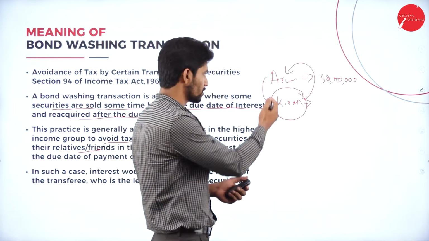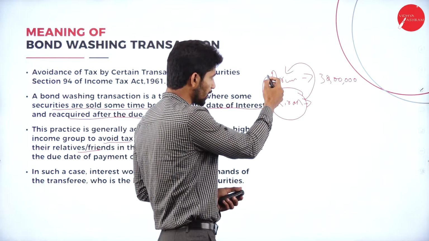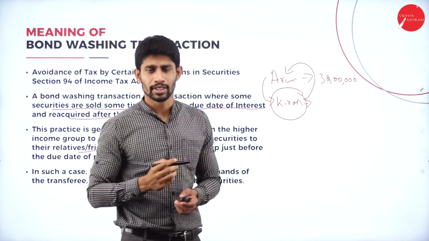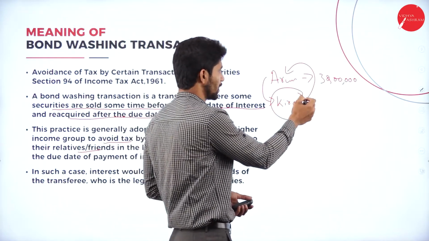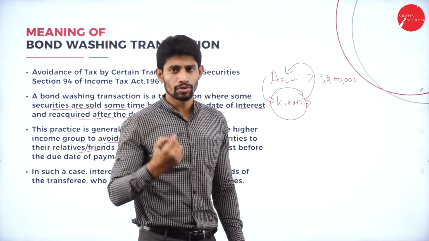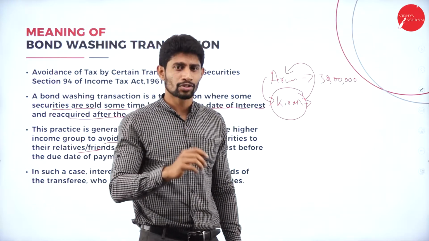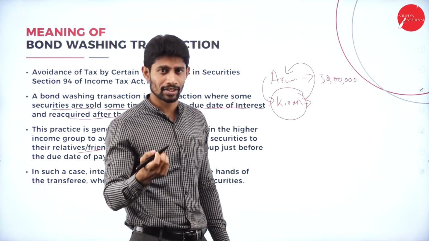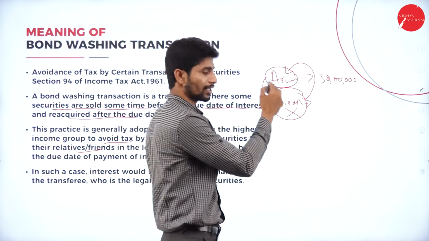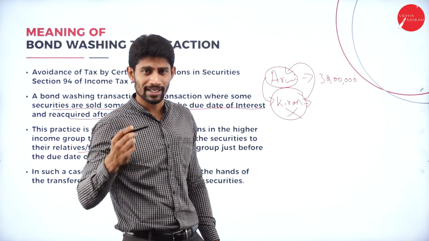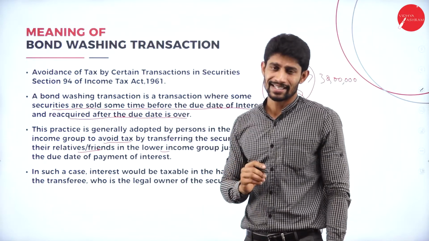For example, again I'll give the same example. What I did as Arun, I transferred the securities to Mr. Kiran. After the due date of interest, I again transferred it from Kiran's account to my account. So now, if the authority comes to know that I did this transaction just to avoid the tax, then I am supposed to pay the tax to the government, not Mr. Kiran. This kind of activity is called a bond washing transaction.